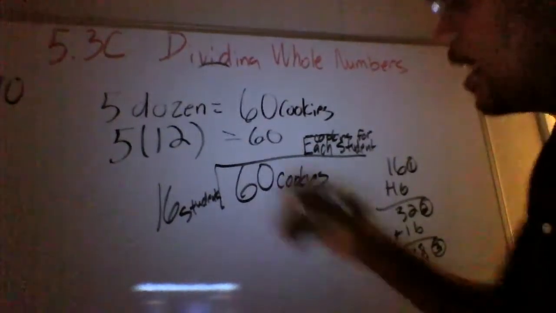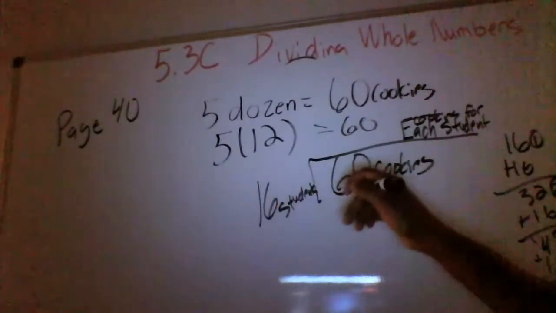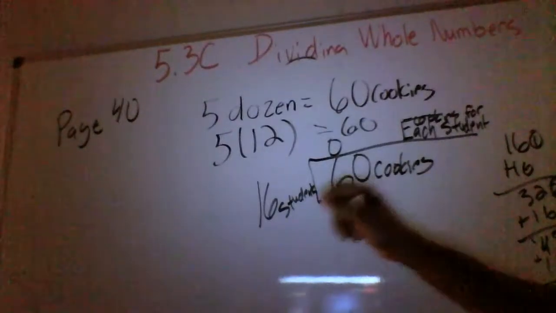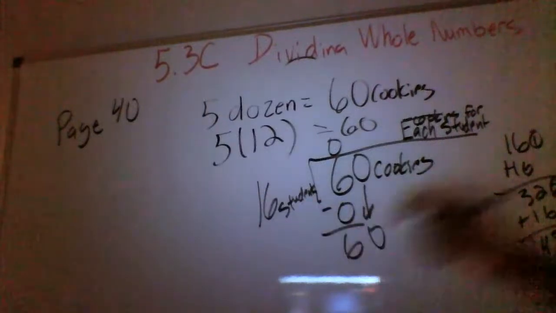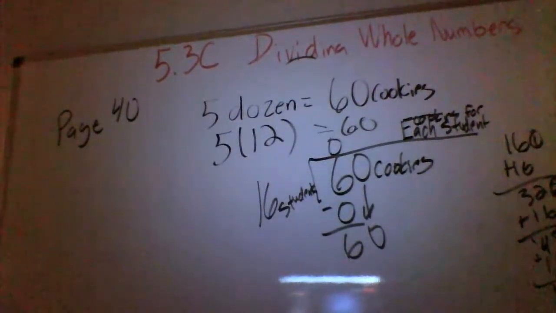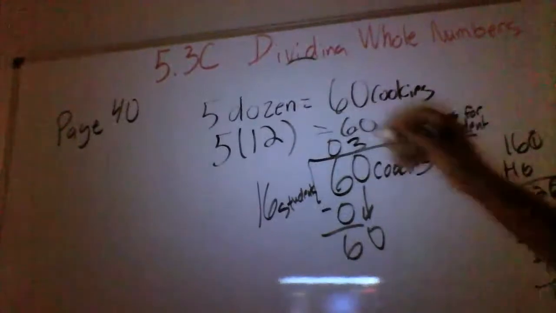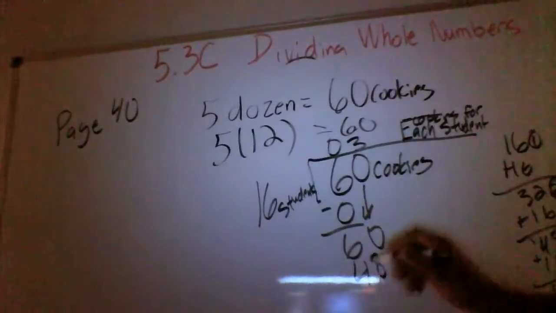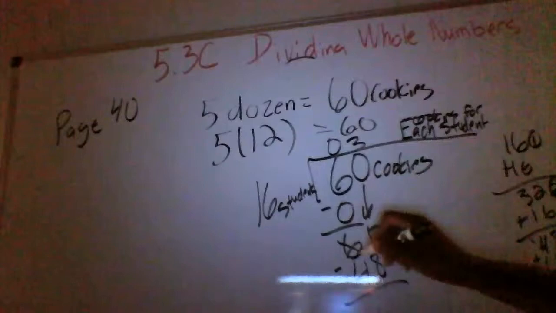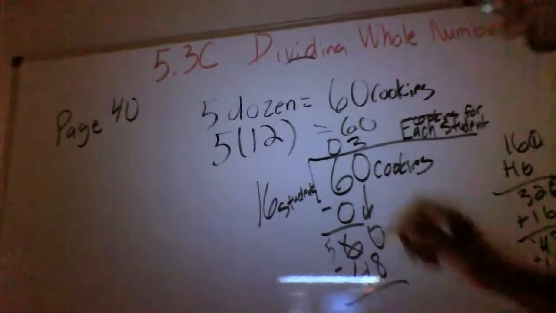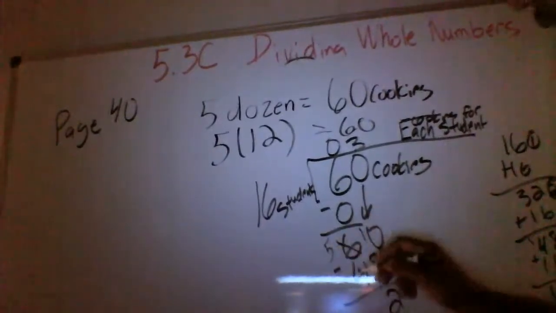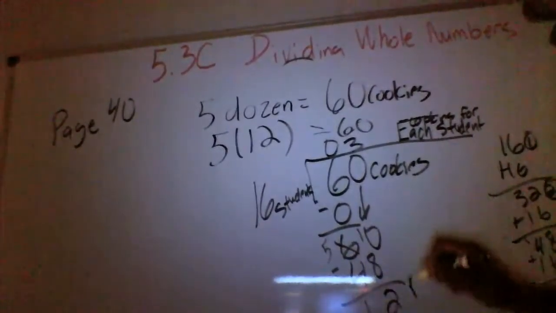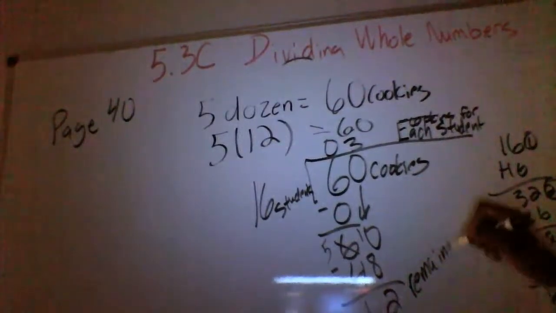So 16 cannot go into 6, so that's 0. 6 and then bring down the 0, so that's 60. 16 goes into 60 1, 2, 3 times. 3 times 16 is 48. All right, then this becomes 5, and that becomes 10. 10 minus 8 is 2. 5 minus 4 is 1. So I have 12 cookies remaining or left over.